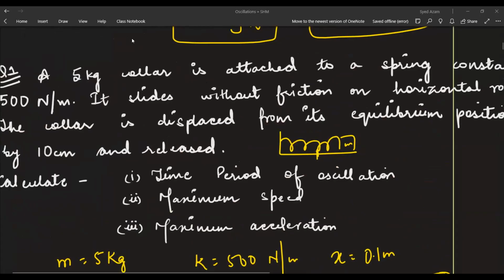One last topic is left. That is the pendulum one, time period of a pendulum.